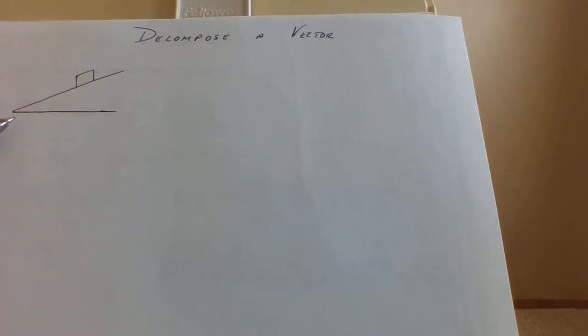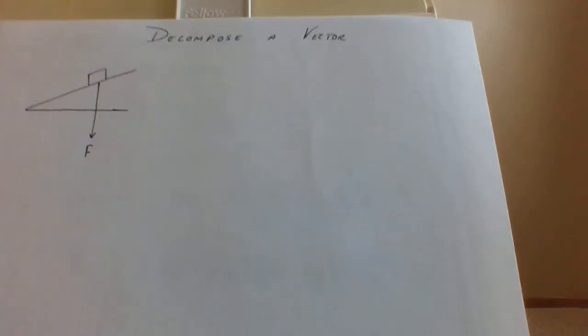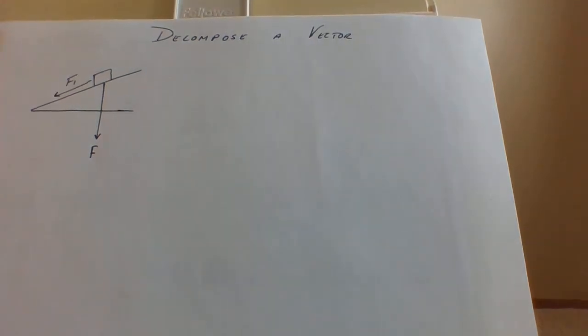Let's pretend we have some type of incline and we have a box that is going to be sliding down this incline. Now this box is going to be exerting a force straight down, and I want to go ahead and break this force vector into two components. The first one, let's call it F1, is going to be the force of this box sliding down the incline in that direction.